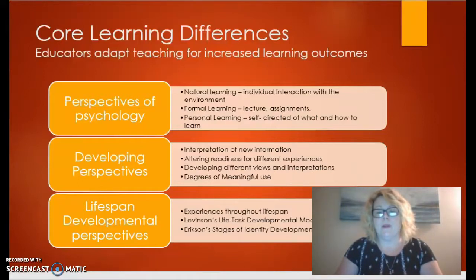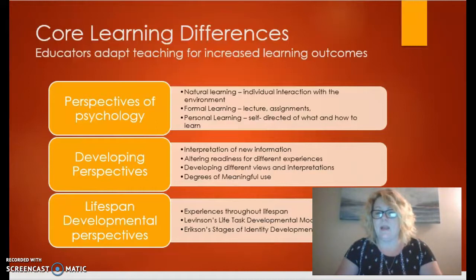So developing perspectives. The interpretation of new information depends on what your perspective of it is. I say to my students over and over, perception is reality. So how do you perceive it? Are you ready to perceive it? Are you ready to look at it from different views and have different experiences with it, the information that's given? Are you developing different views?